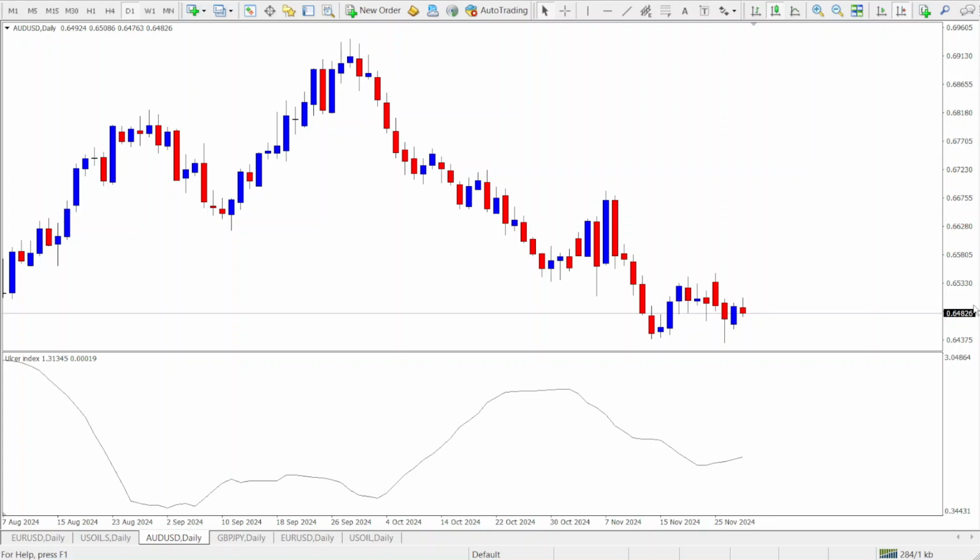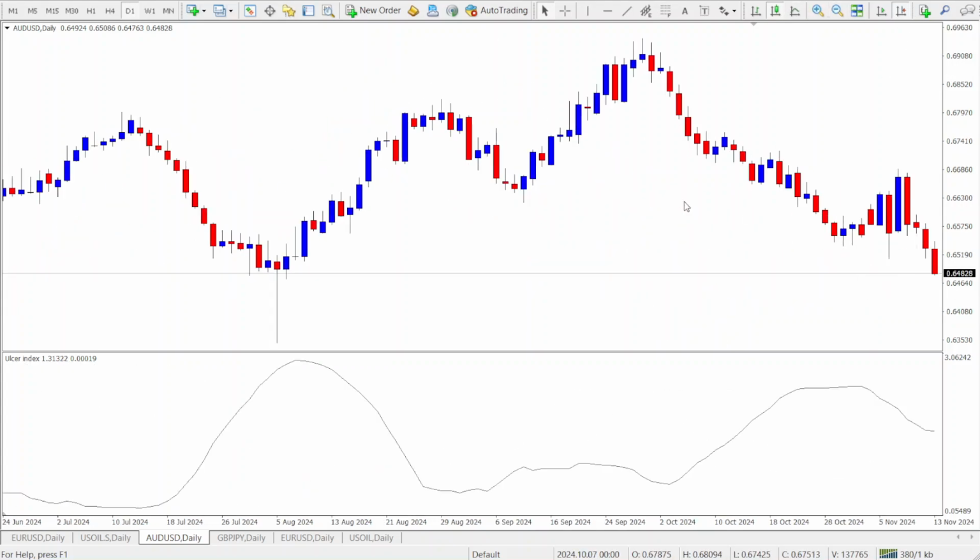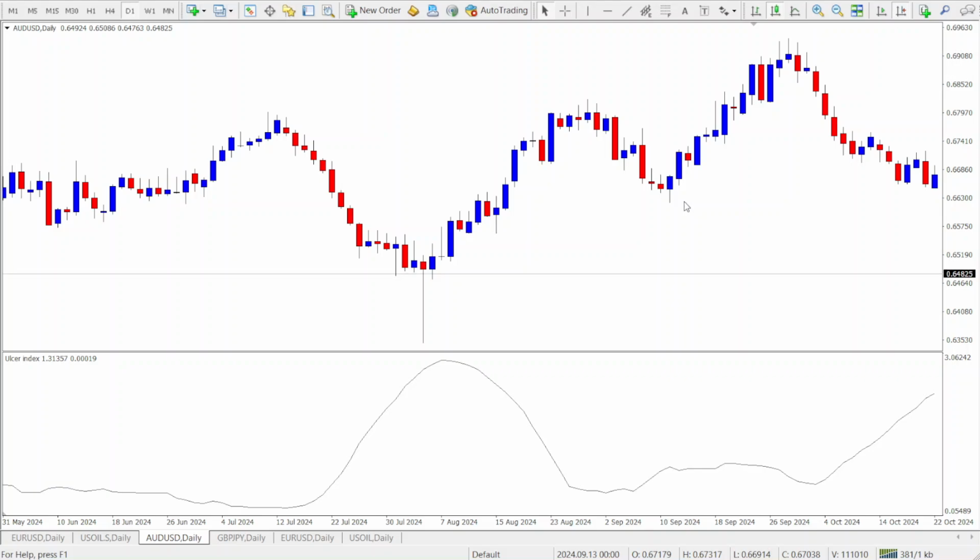This indicator focuses on periods of price decline, giving you insights into both the depth and duration of losses. Take note that this indicator focuses on periods of price decline.